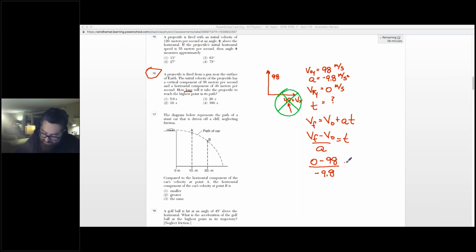And it looks like it's going to be in the air for 10 seconds. The negatives cancel out, and I get 98 over negative 9.8. And that's where choice 2 becomes the best answer. So make sure that I've answered your question, Ryan, on that particular online quiz.